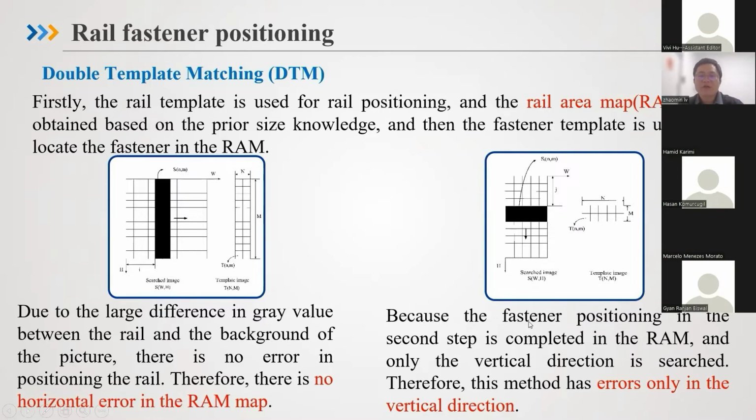This is the RAM, the rail area map, and this is a fastener template. Because the fastener template positioning in the second step is in the RAM and only searched in the vertical direction, this method has errors only in the vertical direction.